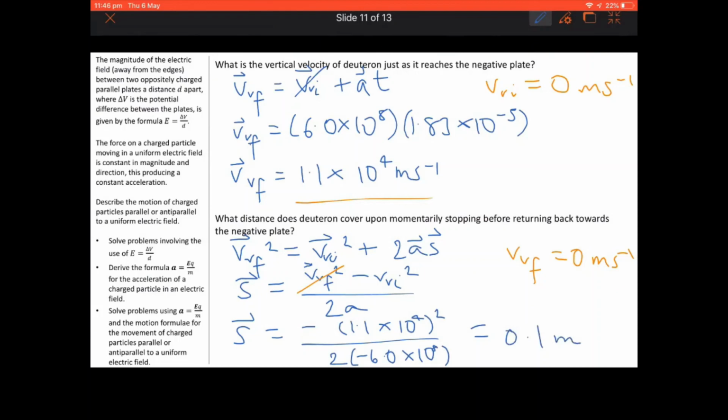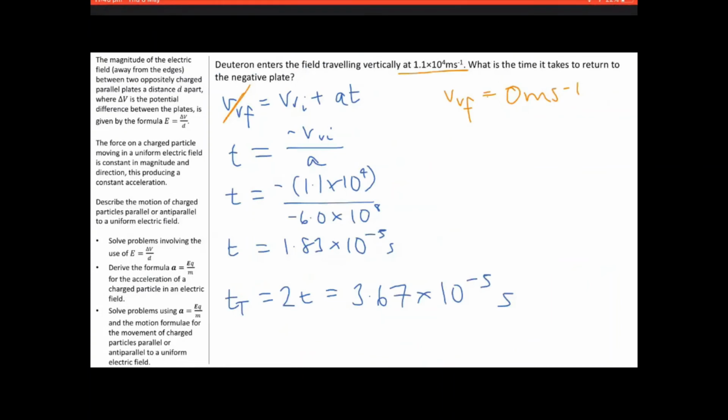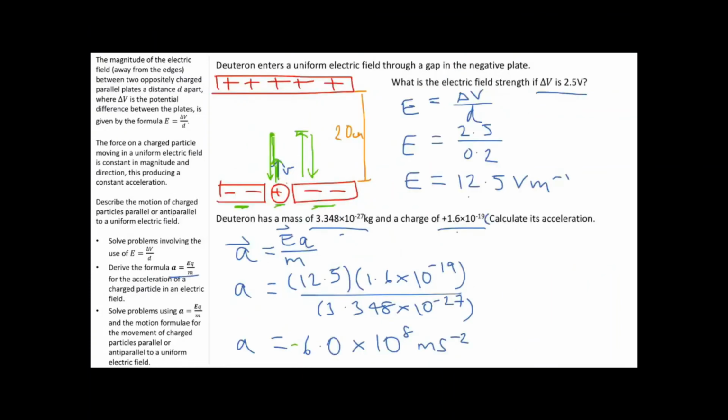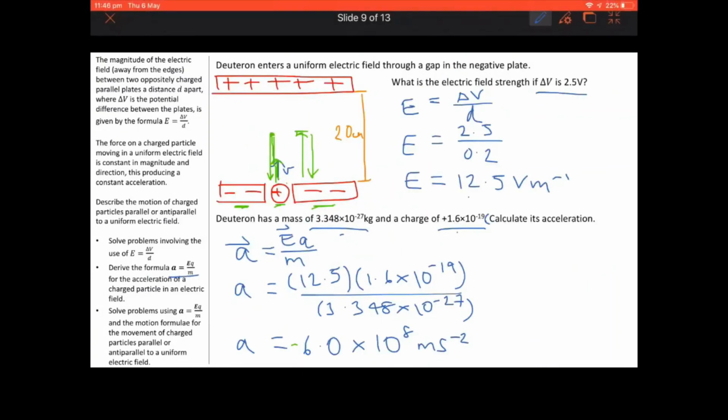So that's how far it's travelled in this 20 centimetres between the 2 points. It's travelled 0.1 meters, so 10 centimetres, halfway.